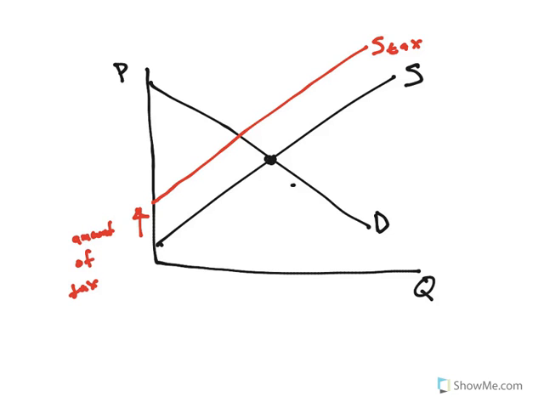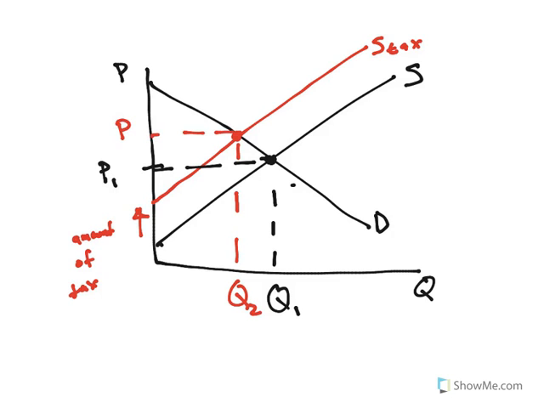So before the tax, this was our market quantity, and this is our market price. And after the tax, this is our market quantity, and this is our market price. Or at least, that is the price that is paid by the buyers. How can we tell? Well, because it's on that demand curve there, right? So that represents the price that is paid by the buyers.